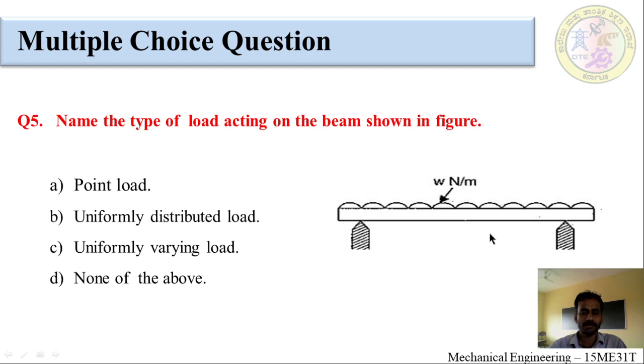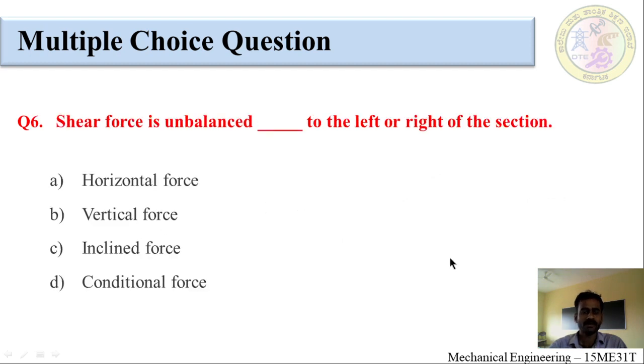Now the question number 5, name the type of load acting on the beam shown in figure. So this type of representation is for the uniformly distributed load. So option B is the right answer. Question number 6, shear force is unbalanced dash to the left or right of the section. So as we know, shear force is considered for vertical force. So the answer to this question is vertical force, that is option B.